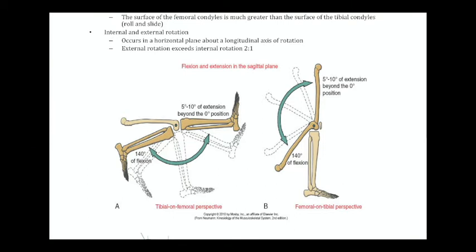But there is some. So you can kind of see here is open and closed chain movement, tibial and femoral versus femoral and tibial, and kind of how that looks.